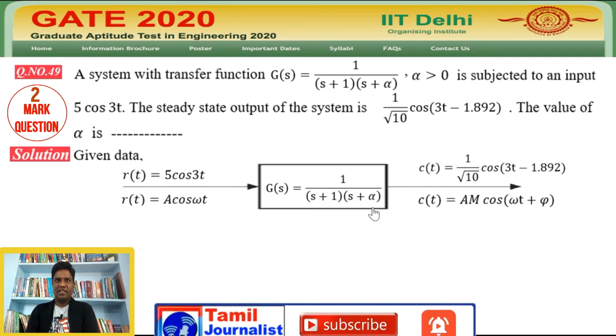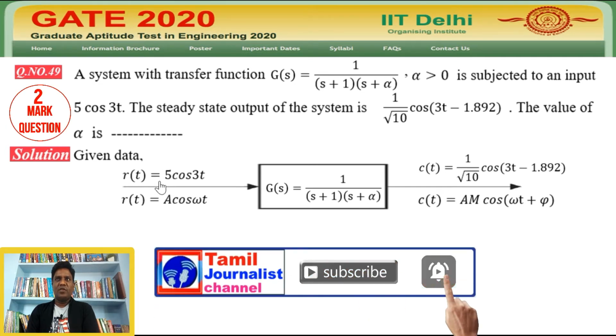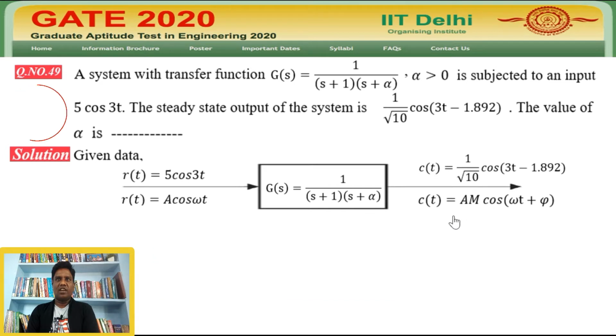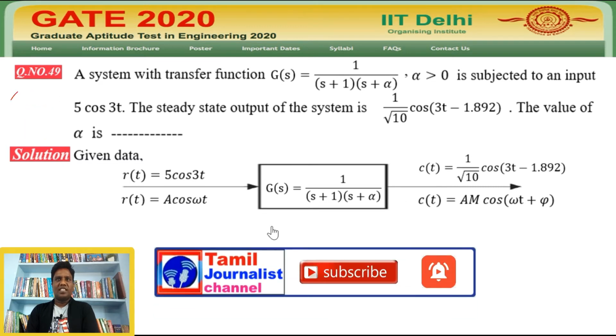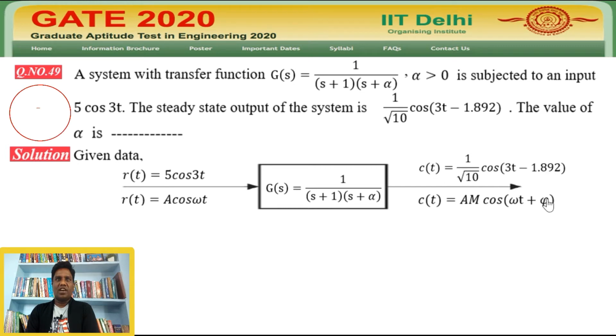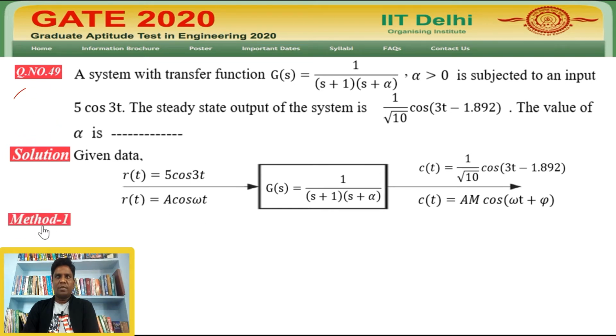Basically, this type of problem can be solved by two methods in order to find the unknown parameter. The first method is the magnitude criterion method, based on the calculation of the magnitude multiplication of the system from the open loop transfer function expression. The second method is the phase criterion method, based on the calculation of the phase addition of the system from the open loop transfer function expression. Now we will go with method 1, using the magnitude criterion method.